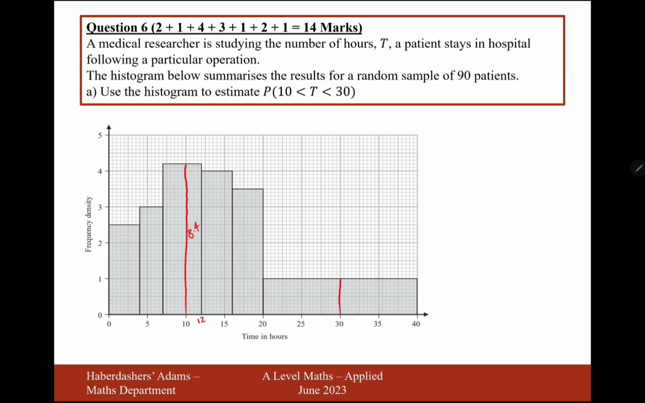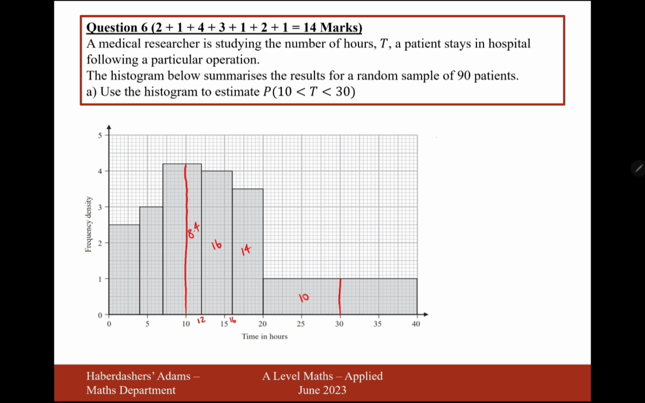that's 8.4. The next is from 12 to 16, which is a base of 4 and a height of 4, which is 16. Between 16 and 20, that's another base of 4 and a height of 3.5, and 4 times 3.5 is 14. And between 20 and 30 is 10, with a height of 1, so that's 10 patients there.